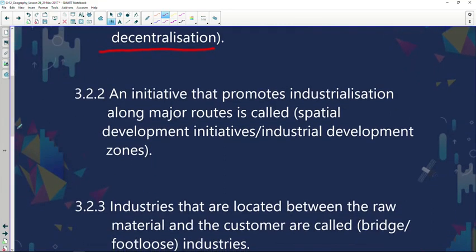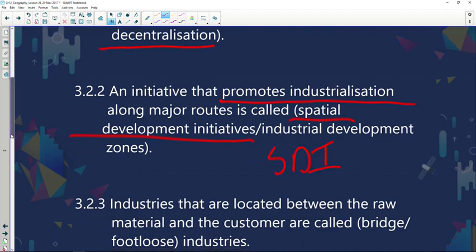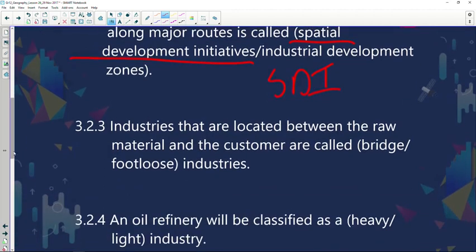Okay, an initiative that promotes industrialization along major roads is known as a spatial development initiative. And that's the SDIs that we usually refer to. For instance, the Maputo corridor, next to a major transport network like the N4.